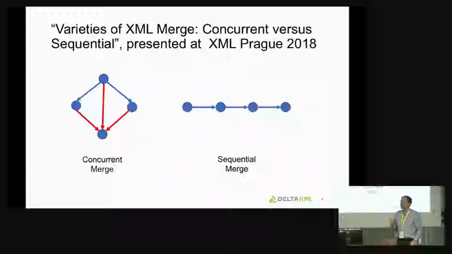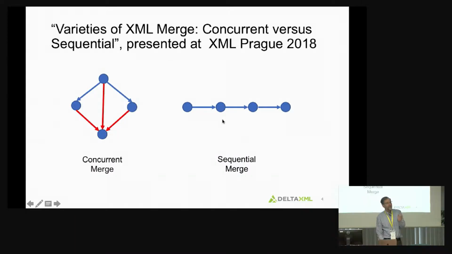Let me start off by mentioning a talk that Nigel and another colleague, Tejas, did last year at XMLPrague. That was talking about two different types of merge, concurrent merge and sequential merge. In concurrent merge, you've got a common ancestor, and then you've got two derivatives of that ancestor, and you want to merge those together. The changes in this branch and the changes in that branch, you want to merge together to produce a new version.